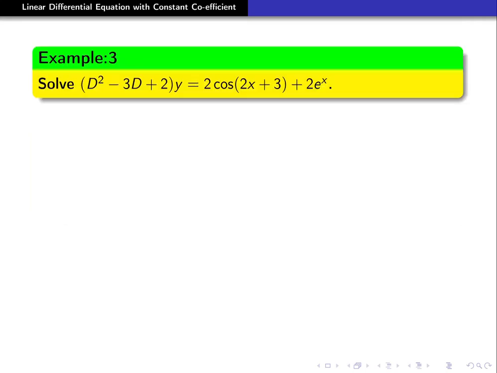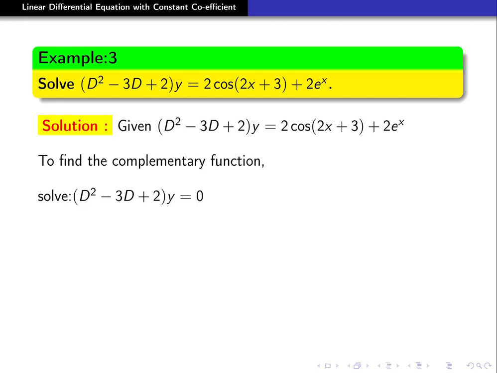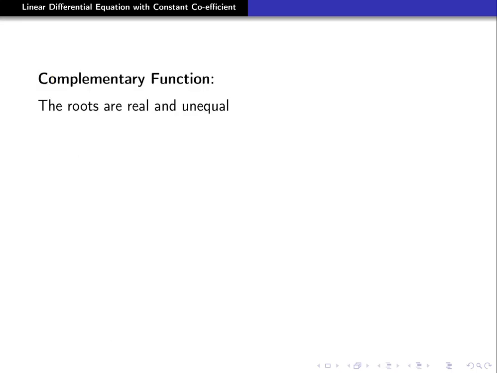So next, example number 3. Solve D square minus 3D plus 2 into y is equal to 2 cos of 2x plus 3 plus 2 into e power x. So now to find the complementary function, replace R of x with 0. So the auxiliary equation is m square minus 3m plus 2 equal to 0. Therefore the roots are 2 and 1. So the roots are real and unequal. Therefore CF is equal to a e power x plus b e power 2x.